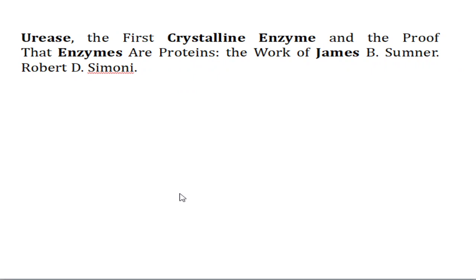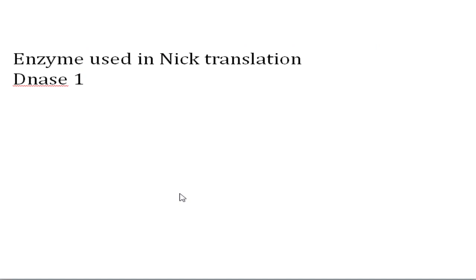Next, urease is the first crystalline enzyme, which was crystallized by James Sumner and Robert. Both were involved in identifying this particular urease, and after identifying urease, they came to the conclusion that enzymes are proteins. Next, the enzyme which is used in nick translation is called DNase I.